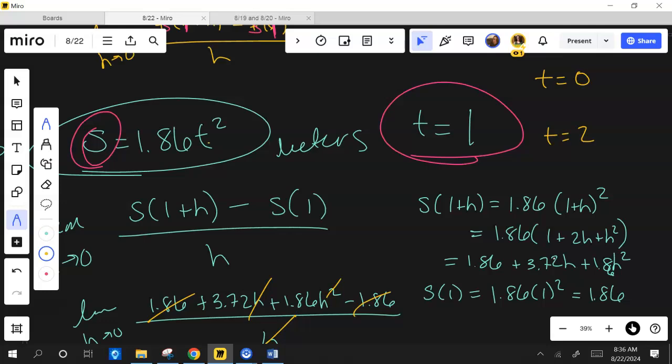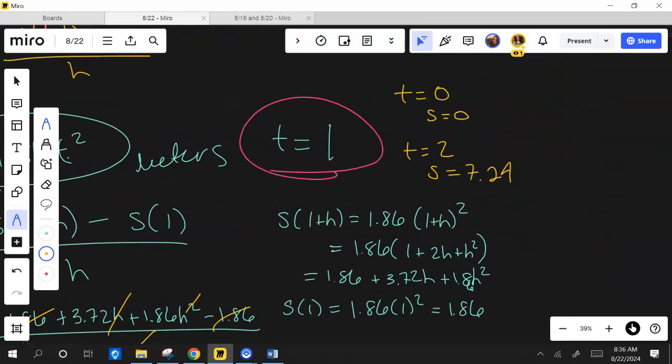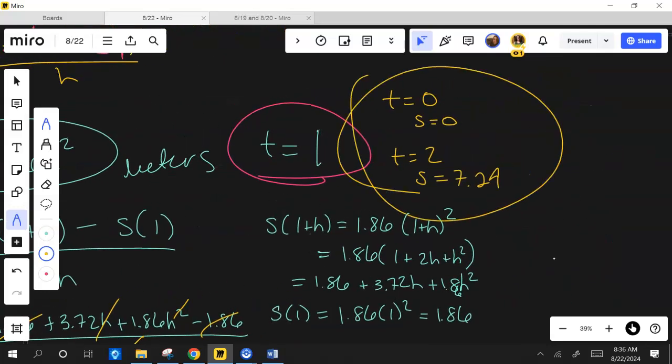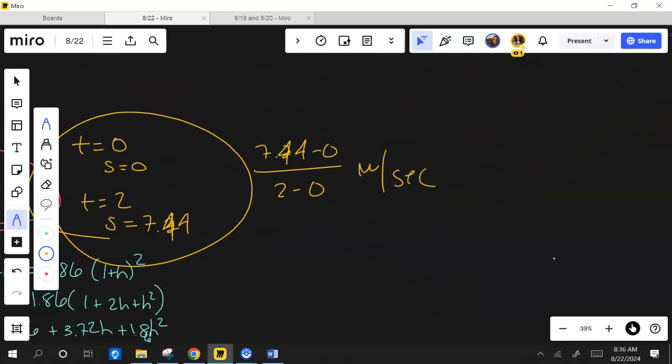Well, if I plug in 0, I get 0. If I plug in 2, I get 4 times 1.86. Sunny says 7.24. So for the average rate of change over this interval, your units are still the same as before, which was meters per second. Slope, that's it. A-Rock is always slope, I-Rock is always difference quotient. If they tell you the rate of change at a point, that is I-Rock. If they say the average rate of change, that is A-Rock.